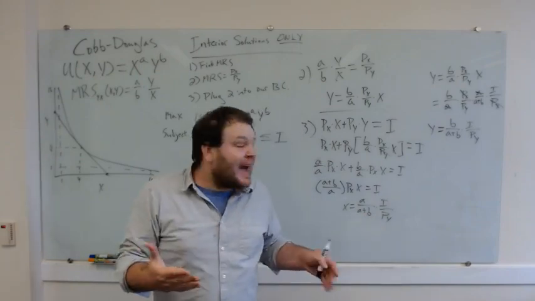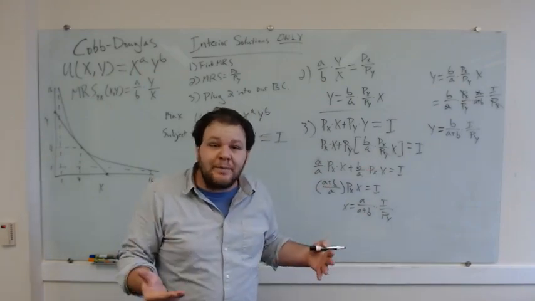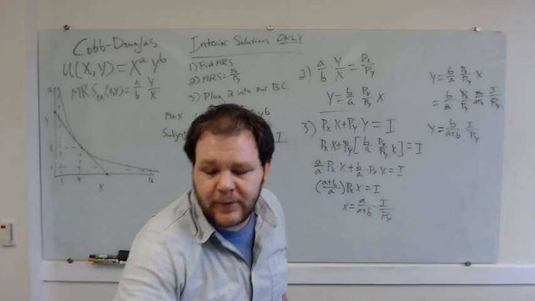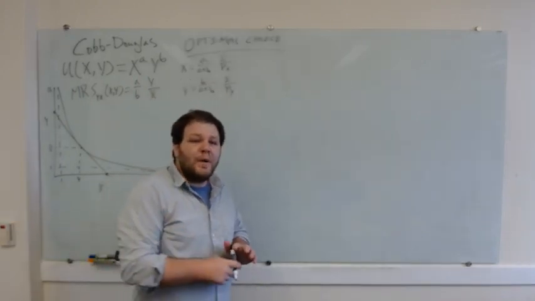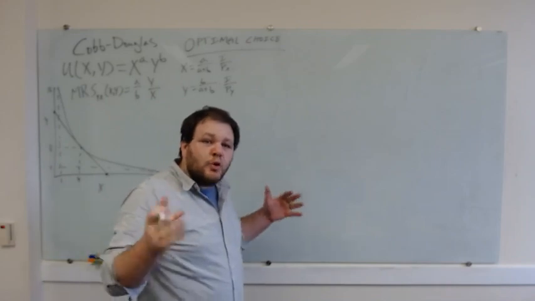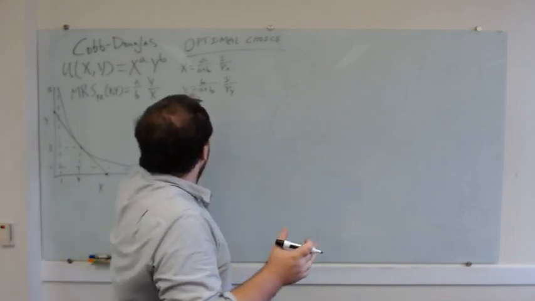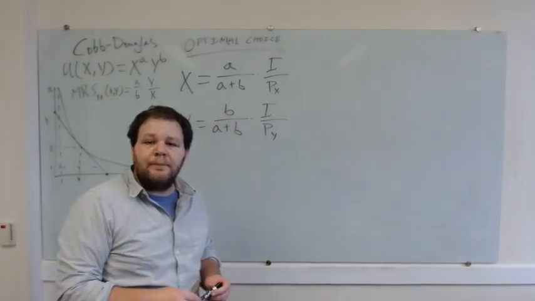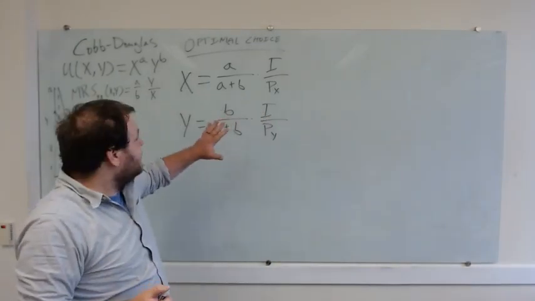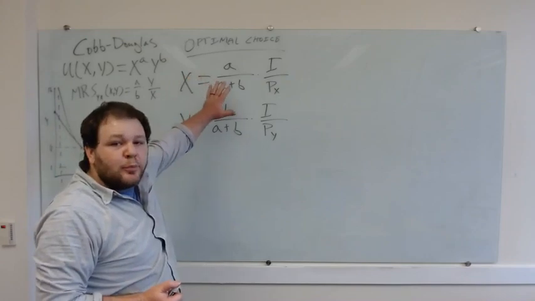Good for that. If there wasn't symmetry, we'd know there was a problem because it shouldn't matter which one we solve for first. Okay, so what this means, right, is that our optimal choice of X and Y is going to be given by this here. Great, right? Given by this here. So how do we interpret X and Y here?